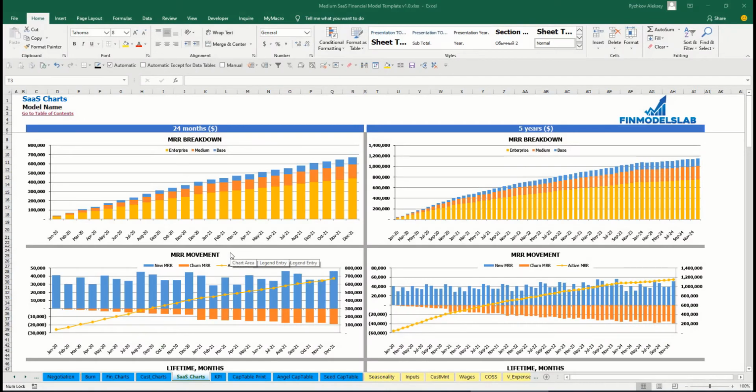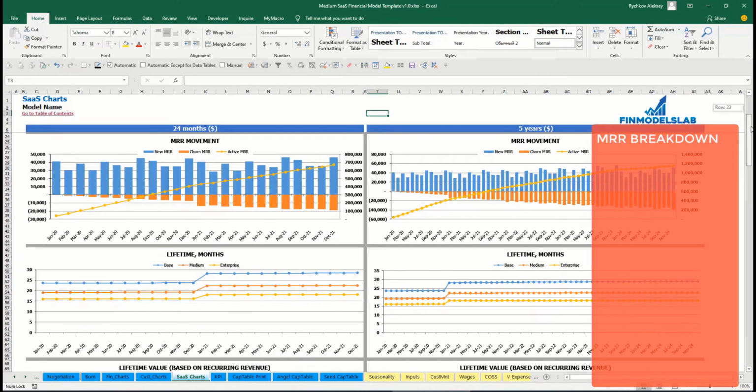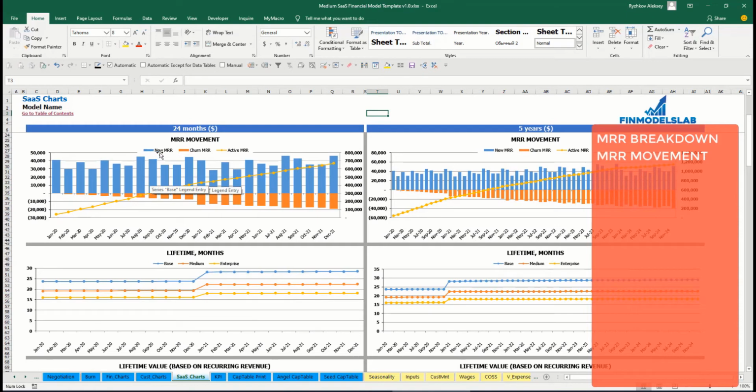On the SaaS charts tab, you may see the main SaaS KPIs and metrics broken down by two sets of charts. On the left side you can see the monthly amounts for the 2 years, and on the right side the monthly amounts for 5 years. On the top set of charts you may see the MRR breakdown by 3 offerings. In this case this is enterprise, medium, and base. The next couple of charts will show you the MRR movement, which is new MRR and churn MRR by months, and as a result, on the yellow line you may see the active MRR.